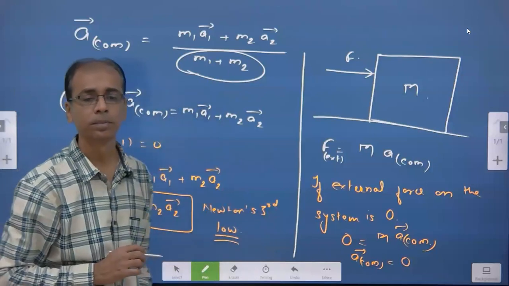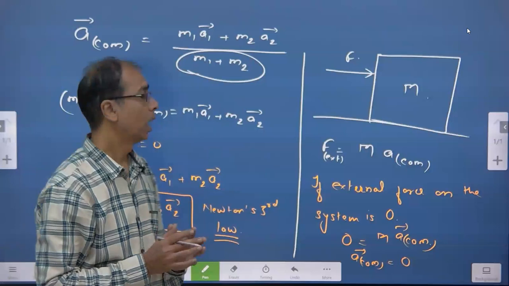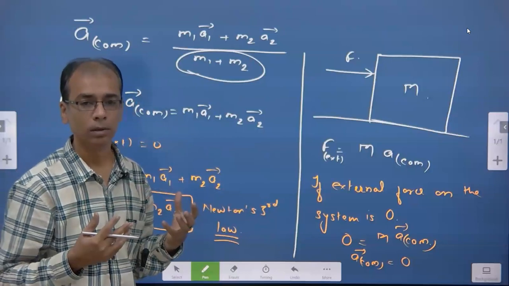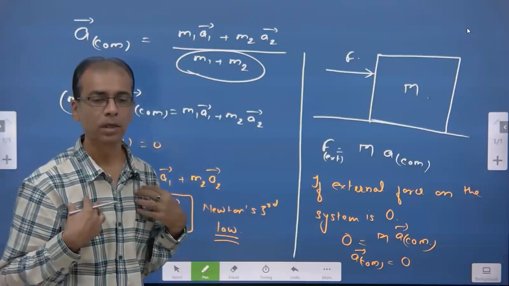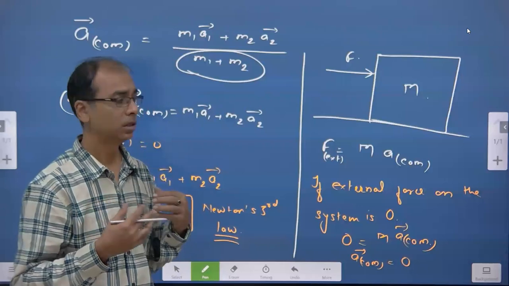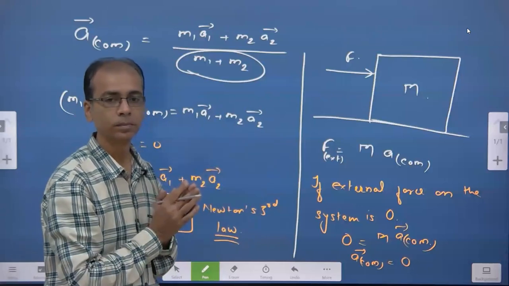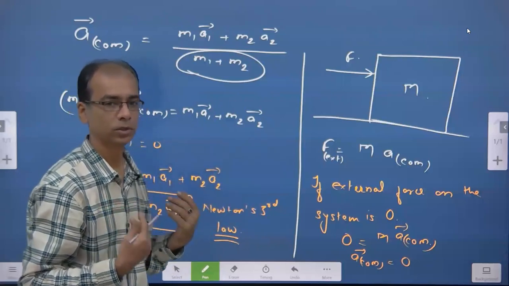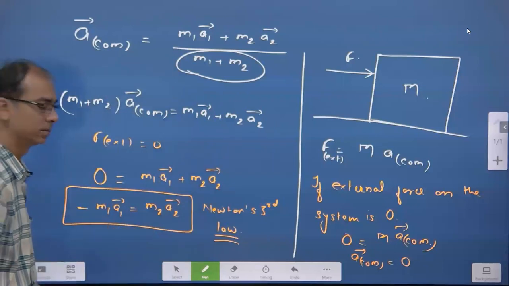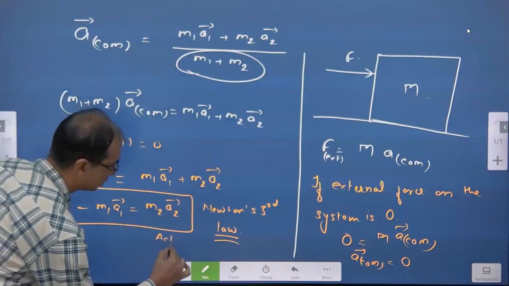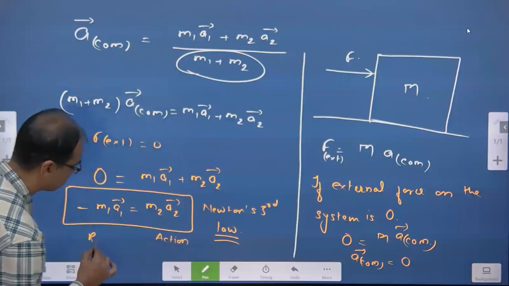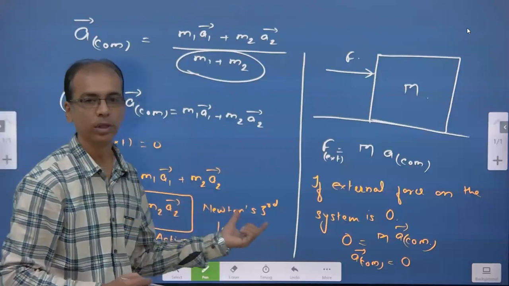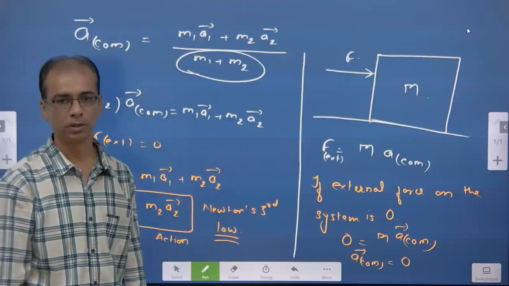How did Newton's third law come? Suppose I am going to apply a force on the wall. Now me and the wall is a system. So what happens? The force that I am applying on the wall, in return there is a force applied by the wall on you. Both are equal and opposite. You can call this action and you can call this reaction. Both are in opposite direction. m1a1 equal to m2a2, but both are acting in opposite direction.